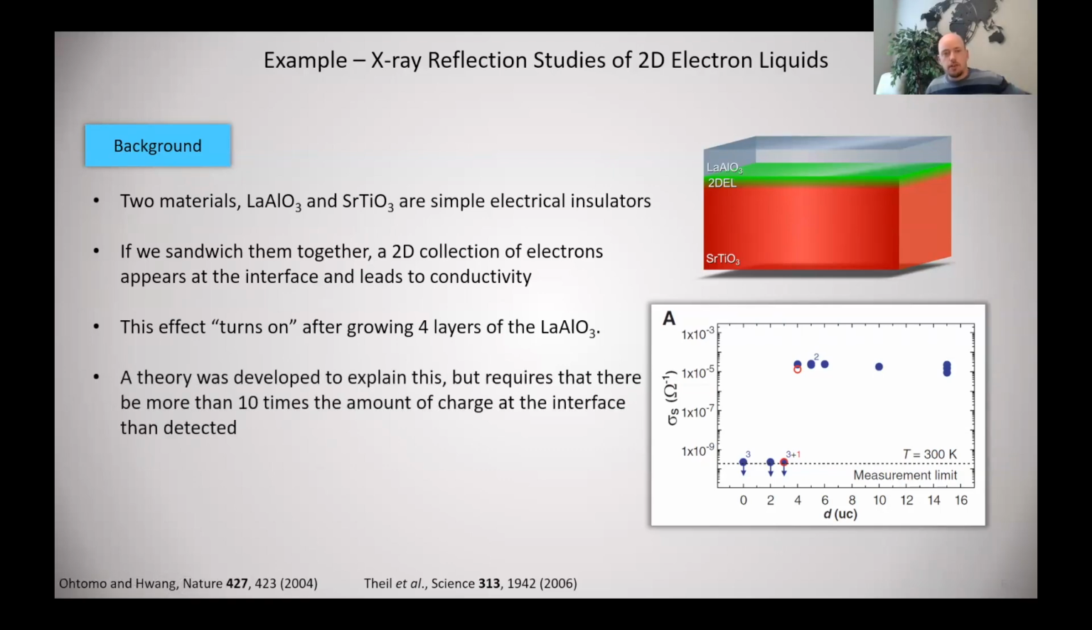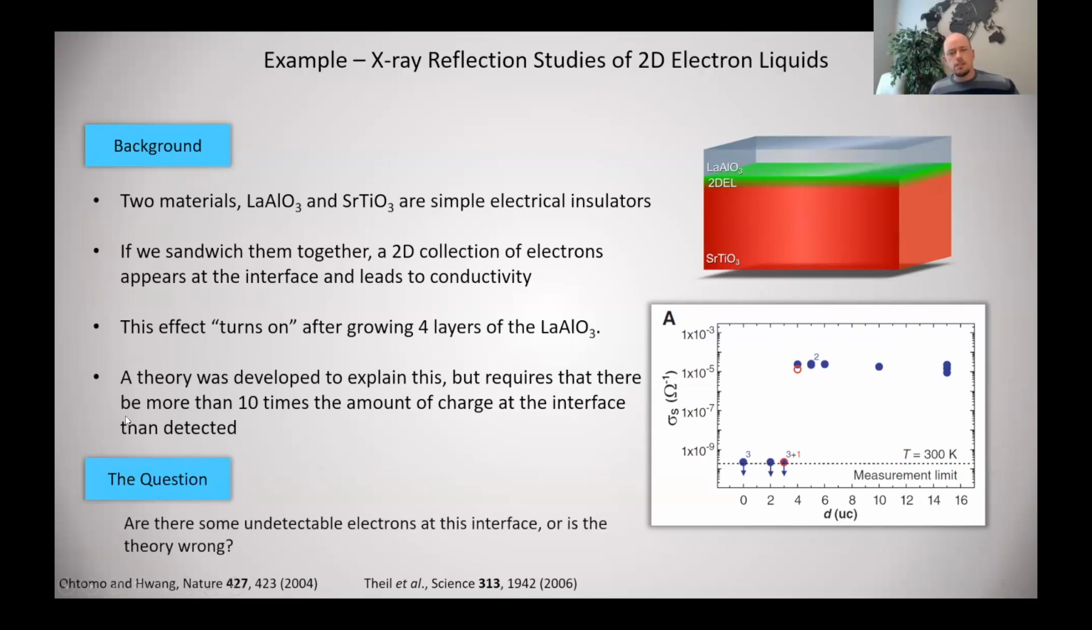Now, almost right away, a theory was developed that could explain how this would happen. But there was a problem in that this theory required that there'd be about 10 times more charge at this interface than was actually detected. By passing a current through this interface, hooking it up to essentially a voltage source, we can measure how much charge is there. And one would always find that there's about 10 times less than the theory would predict. So then this question arises: are there maybe some undetectable electrons at this interface, or is this theory wrong? Is this electron liquid forming for some other reason?